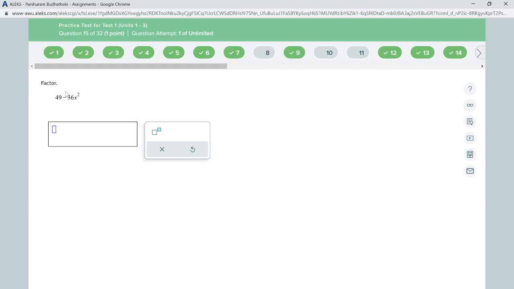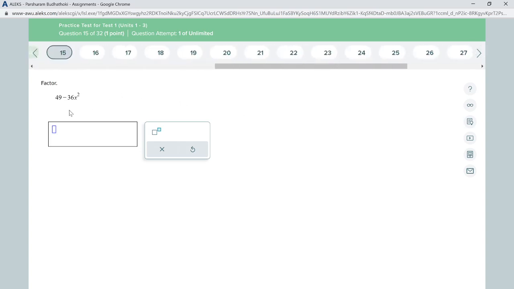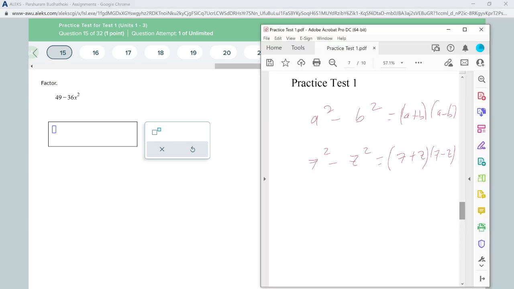Okay, you can use the same idea here. 49 can be written as 7 squared, and 36x squared can be written as 6x whole squared. That is also a difference of perfect squares, so you can use the same idea here. I'm going to skip that.